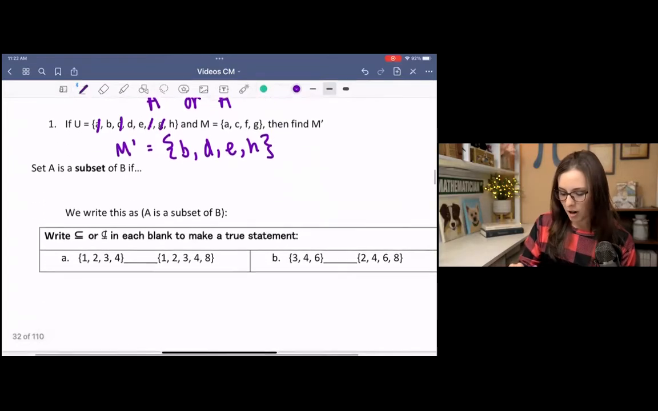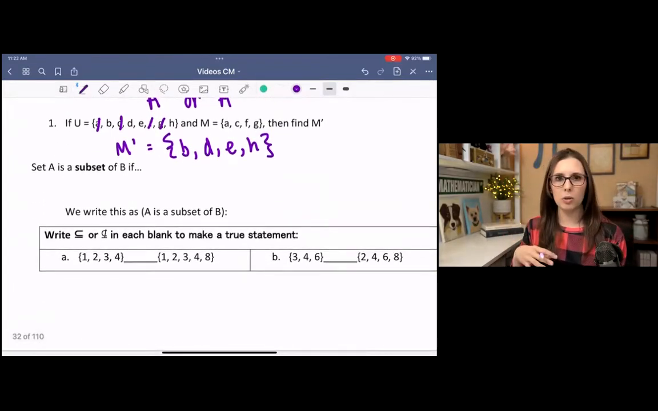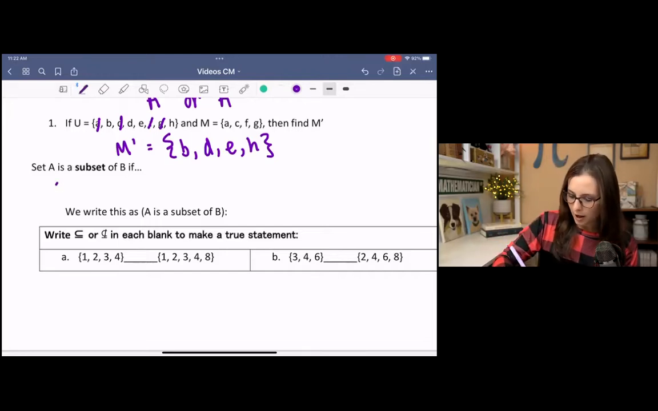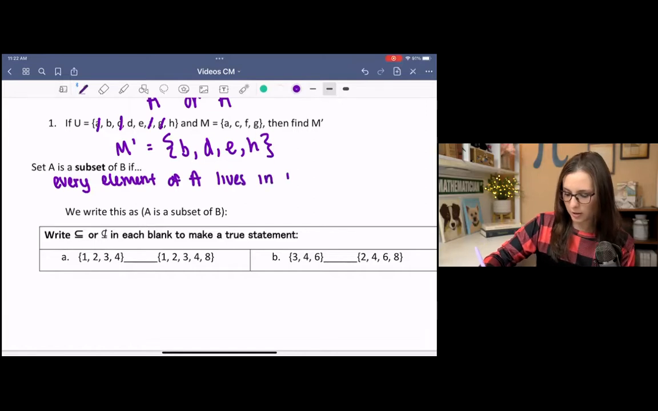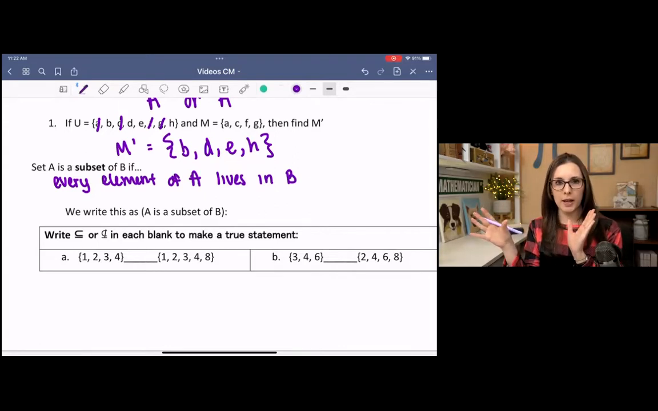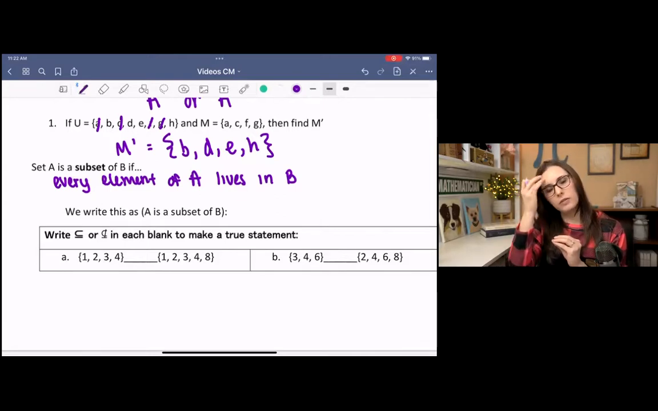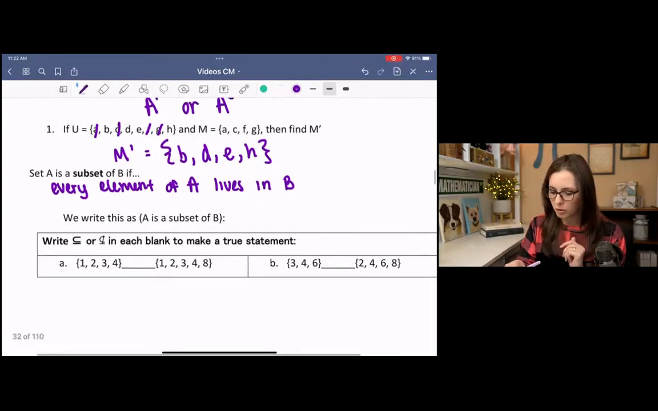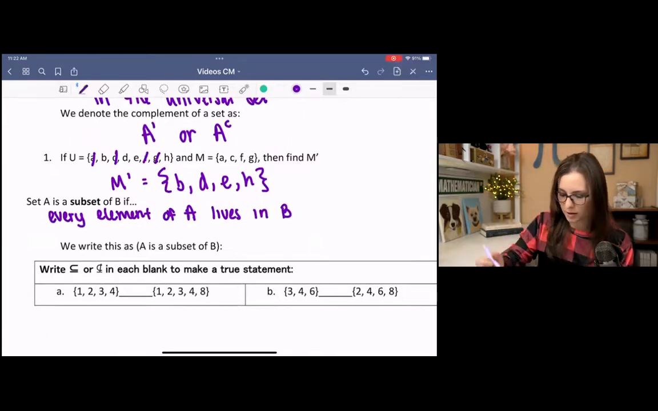And then I have already talked about subsets, but just to give you a more refined definition: A is a subset of B if every element of A lives in B. So if I can find every element of A inside the set B, then A is a subset of B. It's not necessarily smaller, but in my mind I think of it as a smaller set. So it can be equal to, but we'll talk about that in a second.